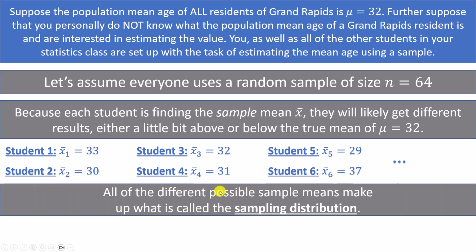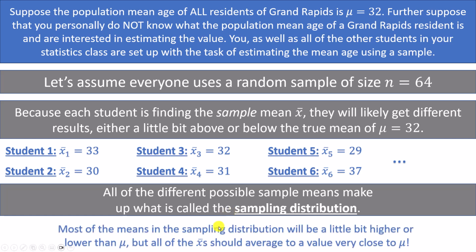All of these different possible sample means make up what is called the sampling distribution, which is a very important term as it relates to the central limit theorem. Most of the means in the sampling distribution are going to be just a little bit higher or a little bit lower than the true population mean of 32. But all of these sample means should average to a value that's very close to the true population mean of 32. And I have done that in this case.